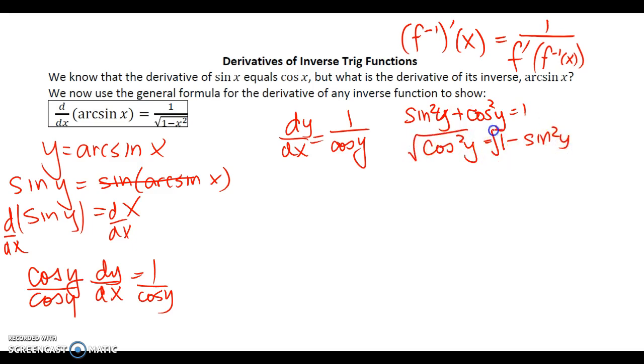Then we'll take the square root of both sides. Cosine y is equal to the square root of 1 minus sine squared y.